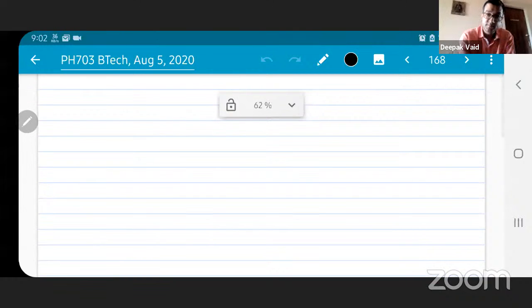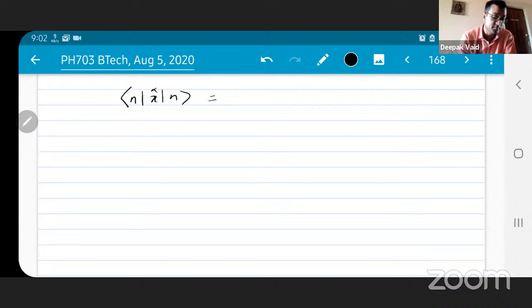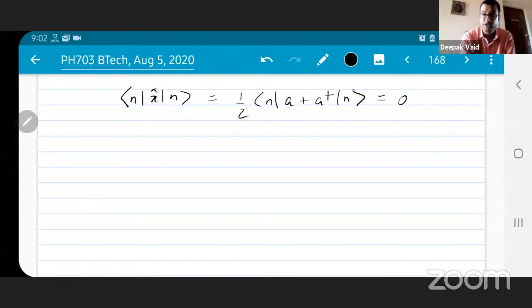What that means is that if I was to take the expectation value of the x operator in one of the number operator eigenstates, what is this? This is 1/2 n, a plus a dagger, right? We're talking about harmonic oscillators. Everything is about harmonic oscillators. This is 0, right? So the expectation value of the position in any of the number operator eigenstates is 0.